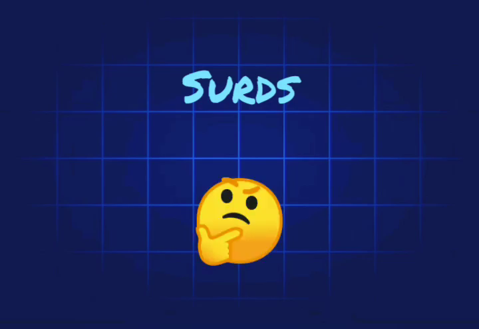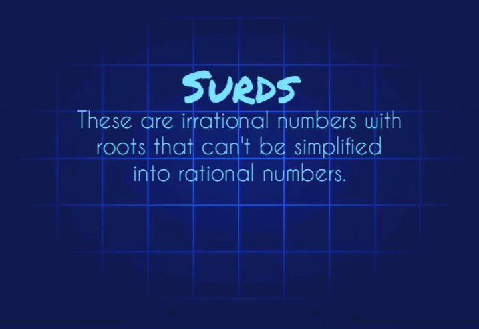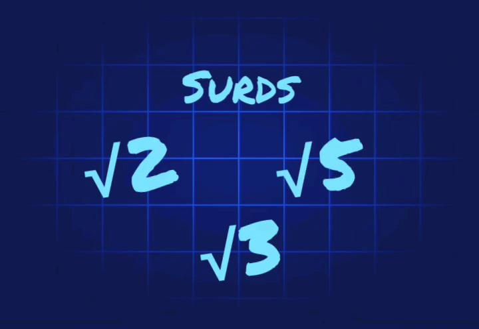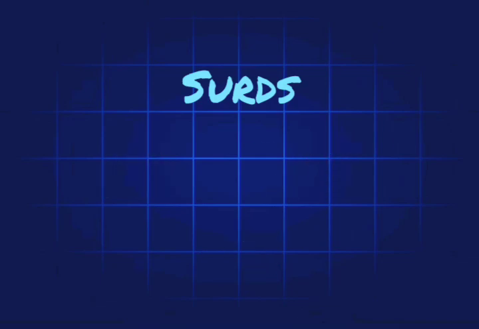Let's start with the most important question. What is a surd? Well, a surd is just an irrational number that contains a root which cannot be simplified into a rational number. For example, the square root of 2 is a surd. The square root of 3 is also a surd, and the square root of 5 is also another surd. But the question is, why?